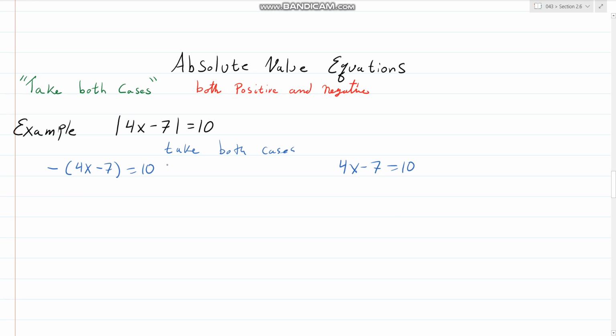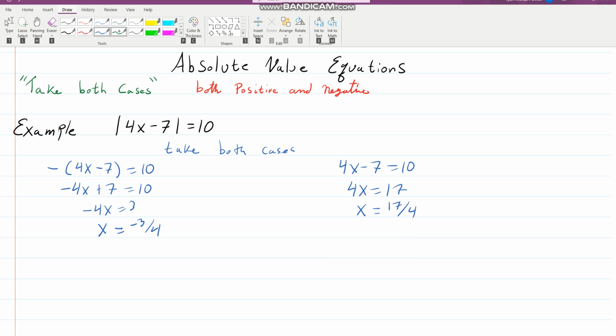Or maybe it was positive and it stayed positive. Okay, let's solve both of these and hopefully we'll get a good answer out of it. So negative 4x plus 7 equals 10. I'll subtract 7 on both sides. So I get negative 4x equals 3. I can divide both sides by negative 4. I get negative 3/4. So I think that's one of the answers I want to check out. And then here I can add 7 to both sides. So I get 4x equals 17. I can divide both sides by 4. I get 17/4.